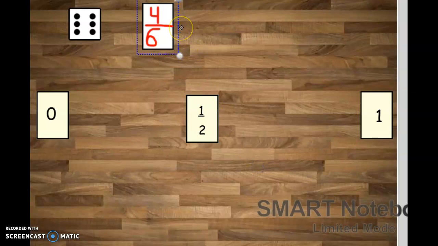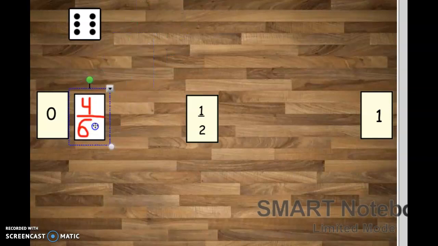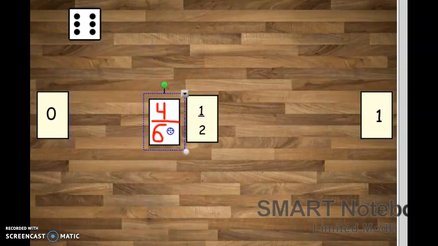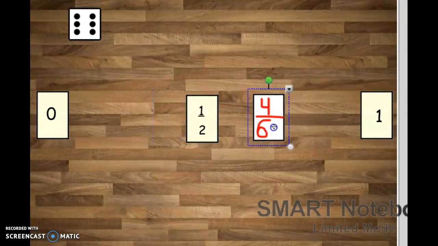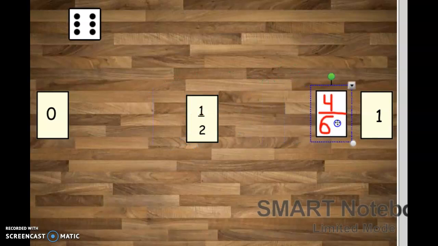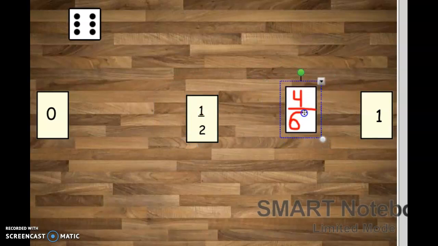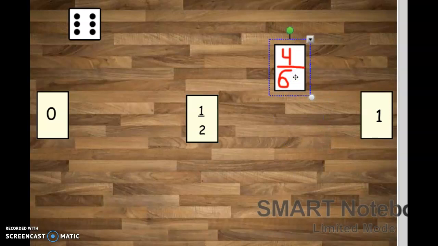The next step is to determine where on the number line your new fraction would go. Is 4/6 closer to 0, closer to 1/2, greater than 1/2, or closer to 1? You might want to use one of your other fraction number lines to assist you. You'll repeat this 6 times. Good luck and happy comparing!